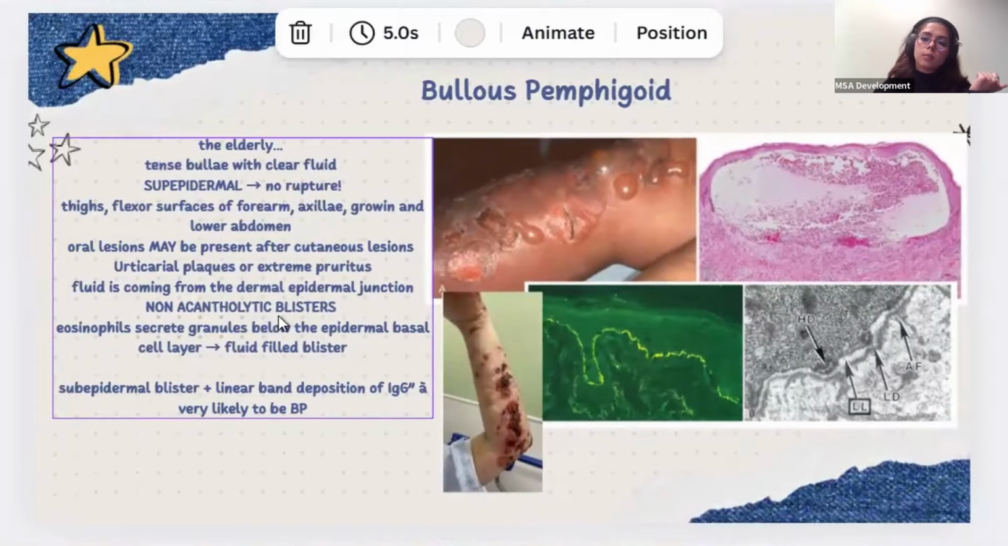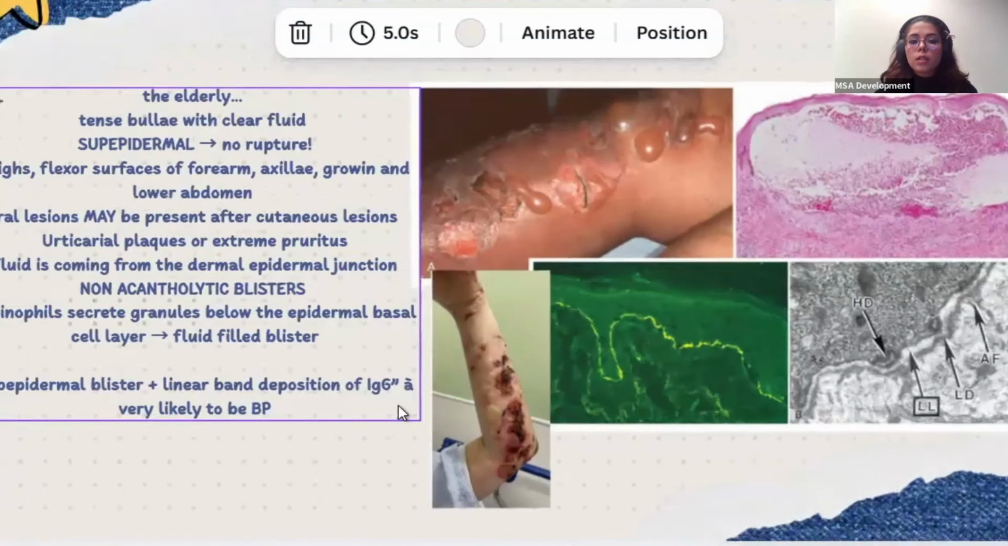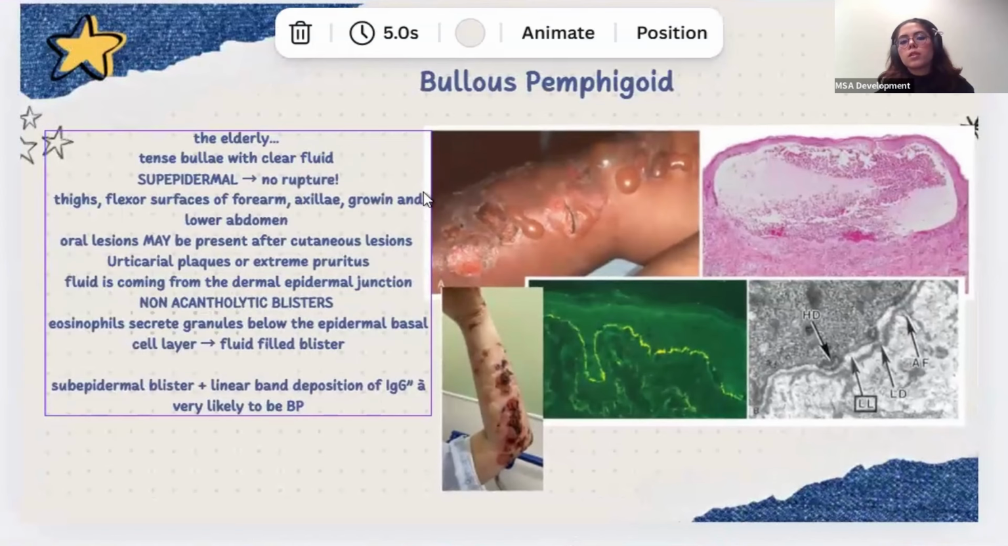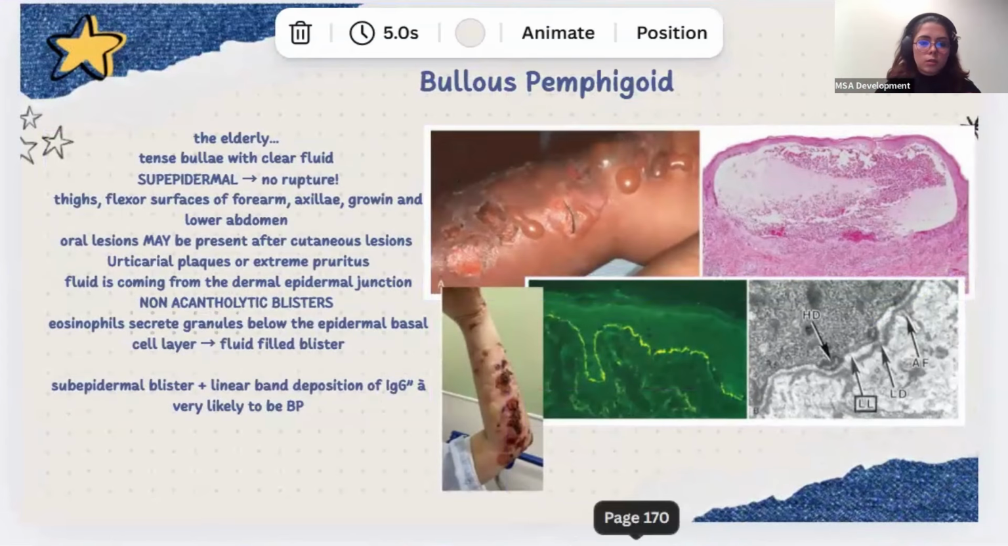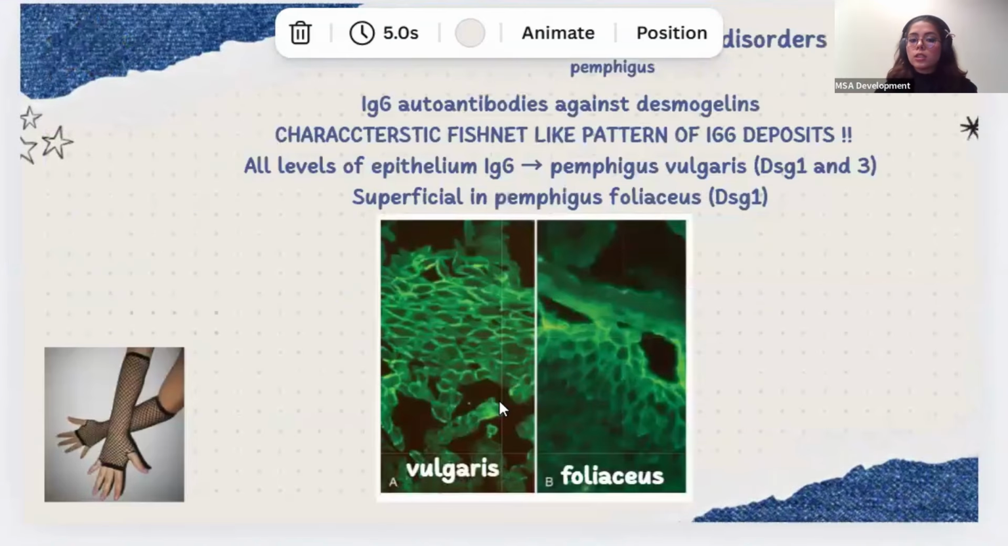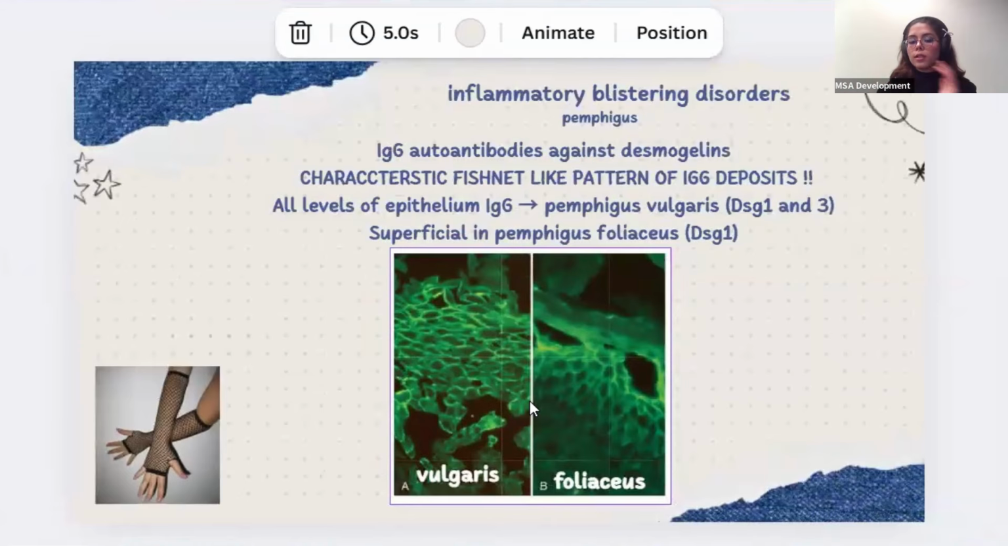No acantholytic blisters, unlike pemphigus vulgaris and foliaceus. Subepidermal blister plus linear band deposition of IgG is very likely to be bullous pemphigoid. So bullous pemphigoid is linear IgG deposition. Vulgaris and foliaceus is IgG with a fishnet/chicken wire appearance. The most common is vulgaris.